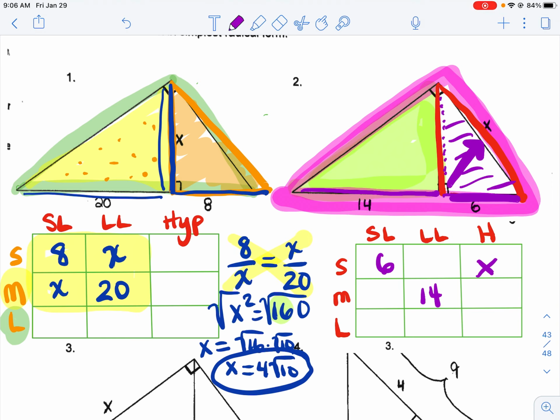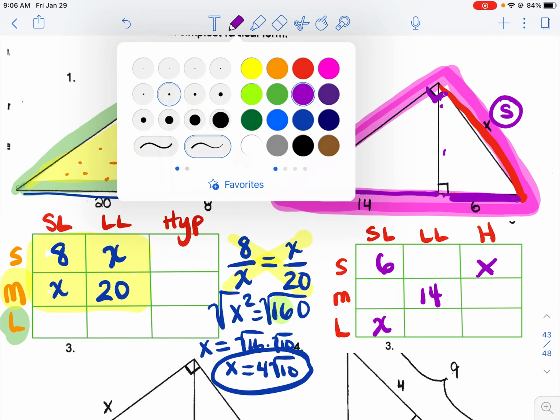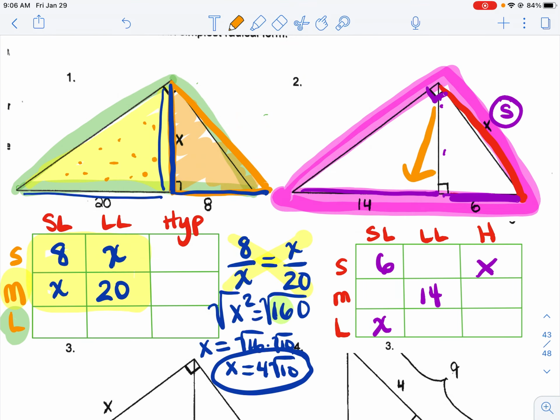Okay, so be careful here. This is our short leg. Right here's our right angle, and actually maybe I'll just get rid of everything so you guys can see a little clearer. This is our short leg, is the X. But now, across from our right triangle, again, we're looking at the big triangle here.